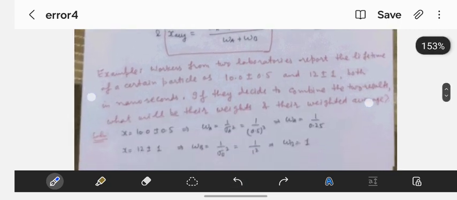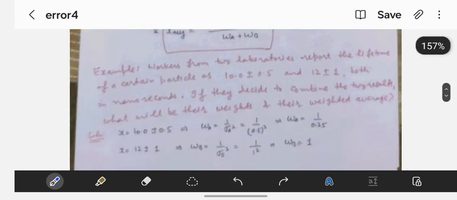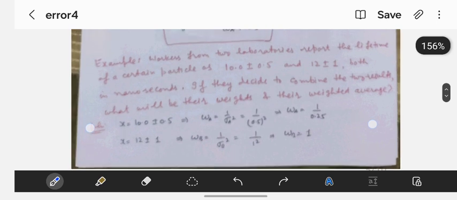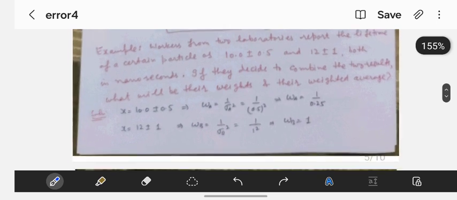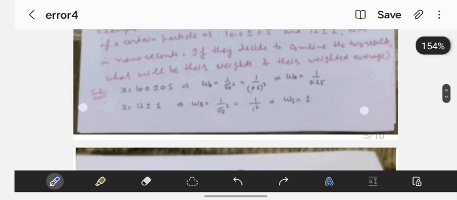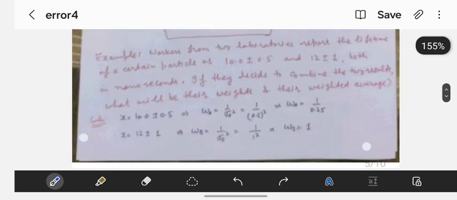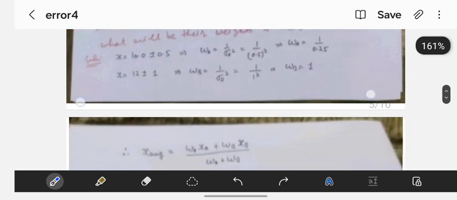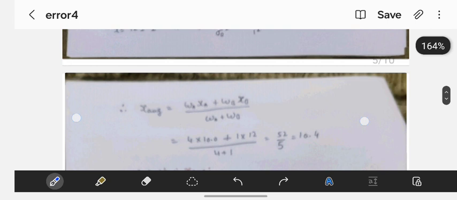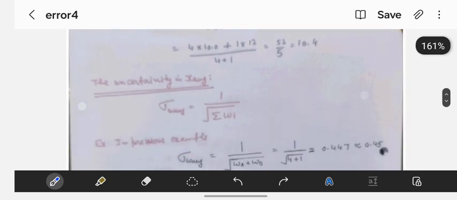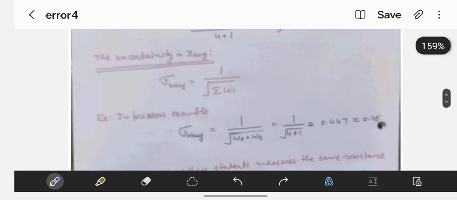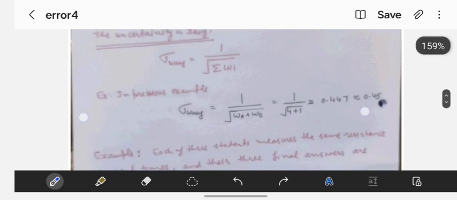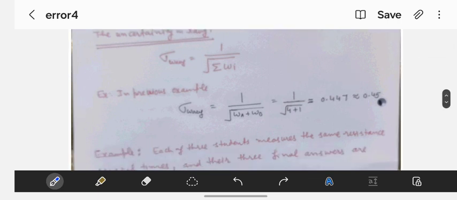So here is this example. Workers from two laboratories report the lifetime of a certain particle as this and this, both in nanoseconds. If they decide to combine the two results, what will be their weights and their weighted average? The weights: sigma 1 is given, sigma 2 is given, 0.5 and 1. We just use the formula 1 upon sigma A squared, sigma B squared, to get the weights, and we calculate the x average value using the formula. And if we need the uncertainty in the average, that will be 1 upon the root of the sum of omega i.